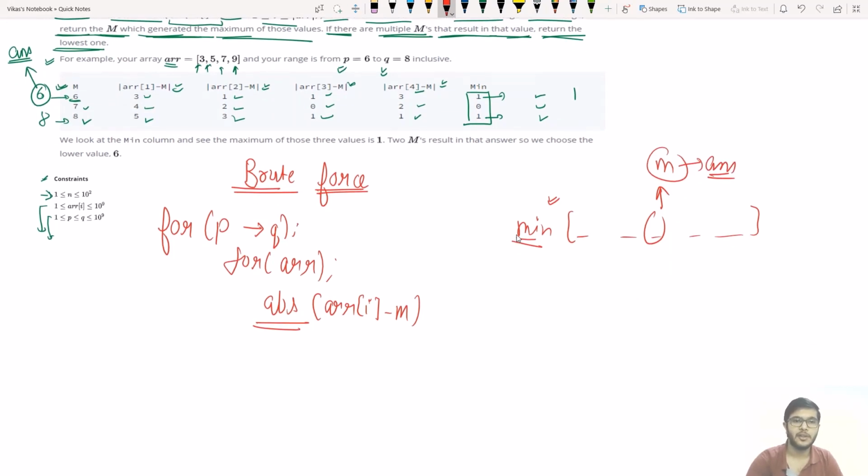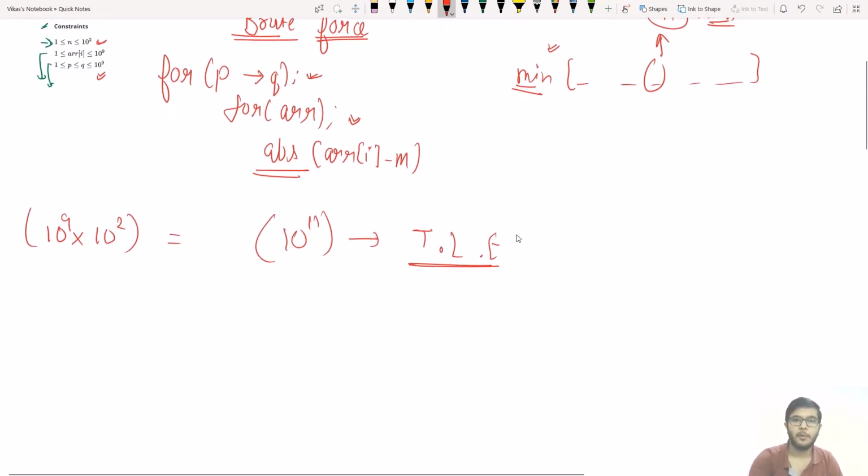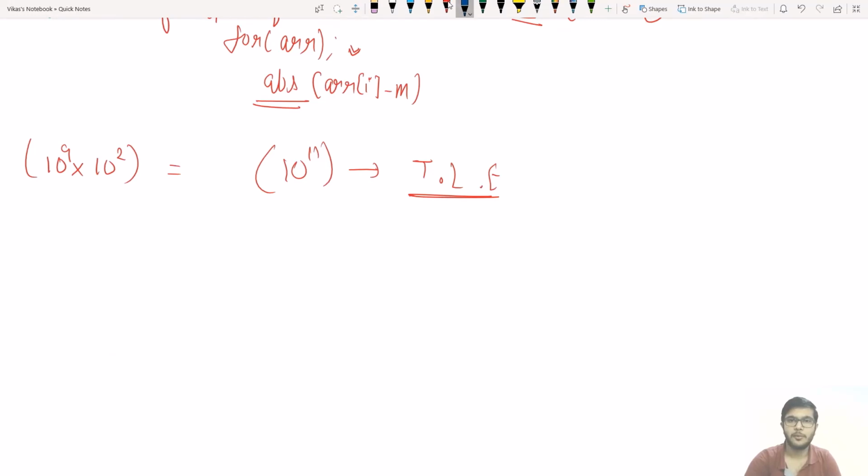The total number of operations in the brute force approach: we take a loop from P to Q, so our range is up to 10 to the power 9, multiplied by the loop for the array, which has at most 10 to the power 2 elements. So that is at most 10 to the power 11 operations. So it gives us TLE, time limit exceeded. We need to optimize this approach, so let's discuss the optimized approach.